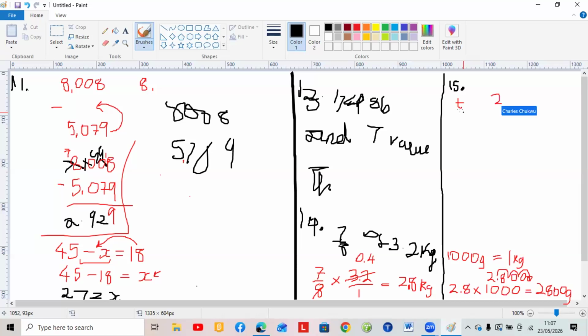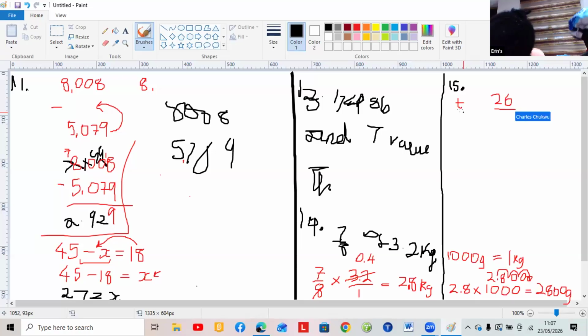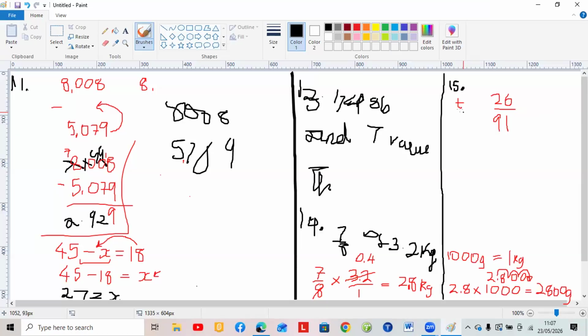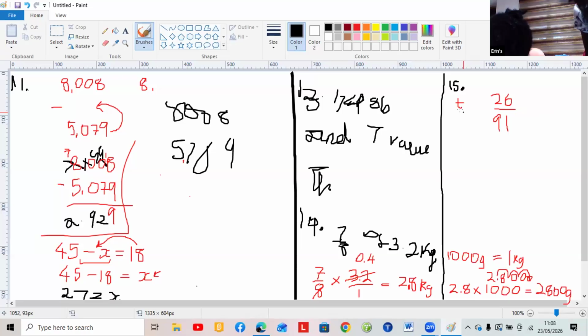26 over 91 is equal to 2 over 9. So we're going to use 13 to divide. 2 over 7, not 2 over 9. Sorry, 2 over 7. How did you get 2 over 7? I thought you said we use 13. 13 in 26 is 2, 13 in 91 is 7, so it equals 2 over 7.